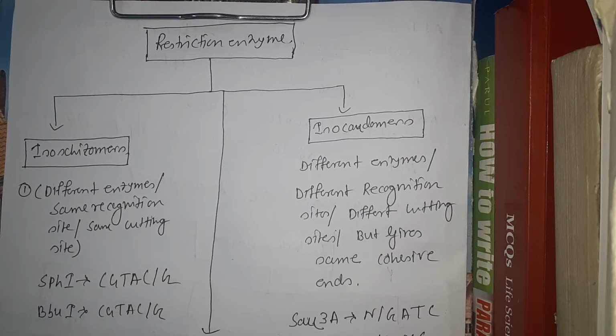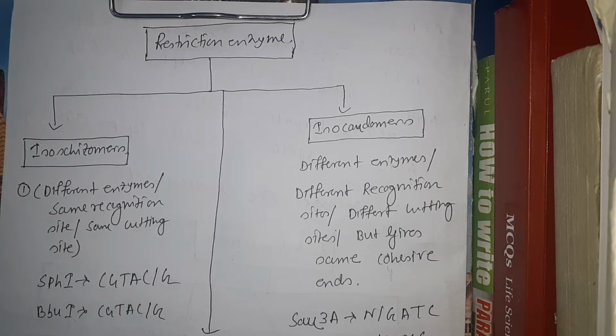So this will be the continuation of our video lecture series on recombinant DNA technology. In this video lecture, we are going to talk about isoschizomers, neoschizomers, isocaudomers. So what are they? Before going to talk about this, let's recap first.